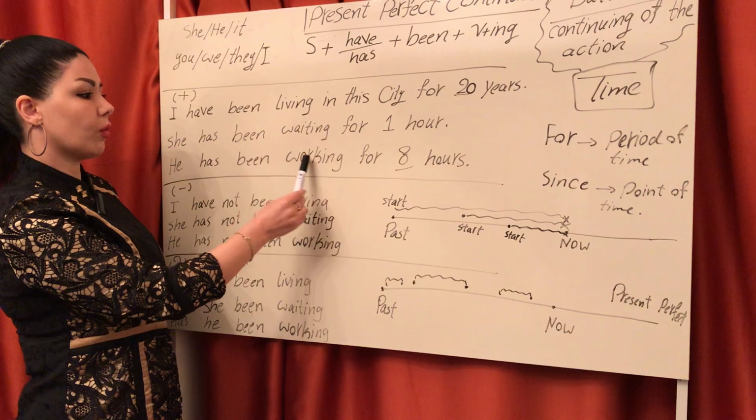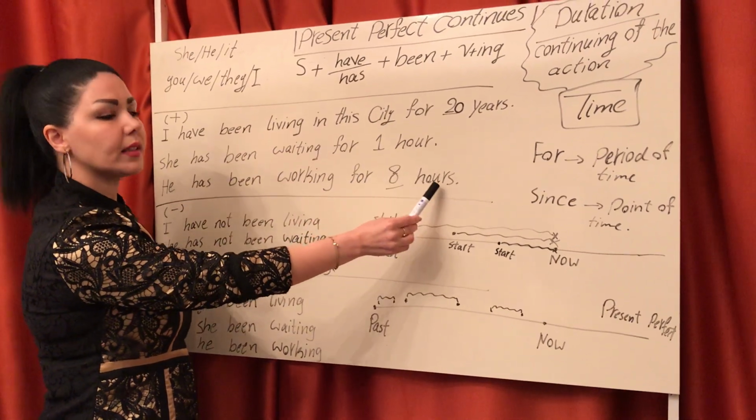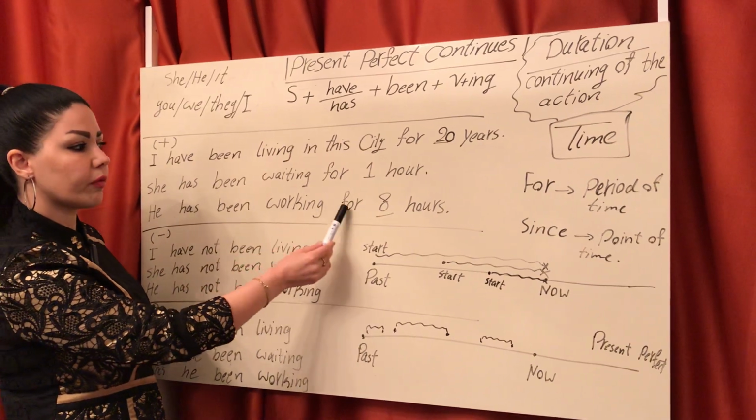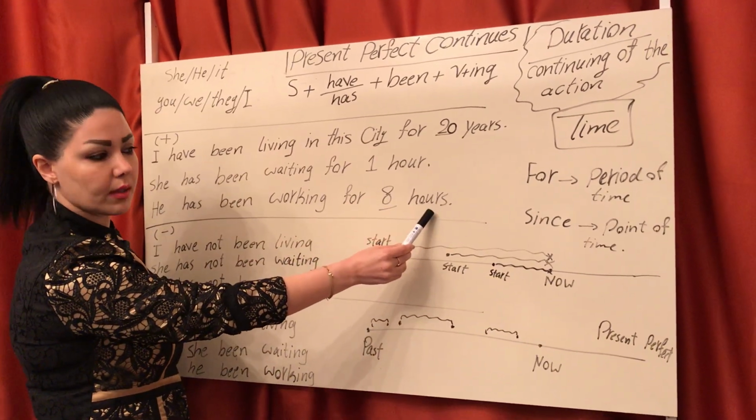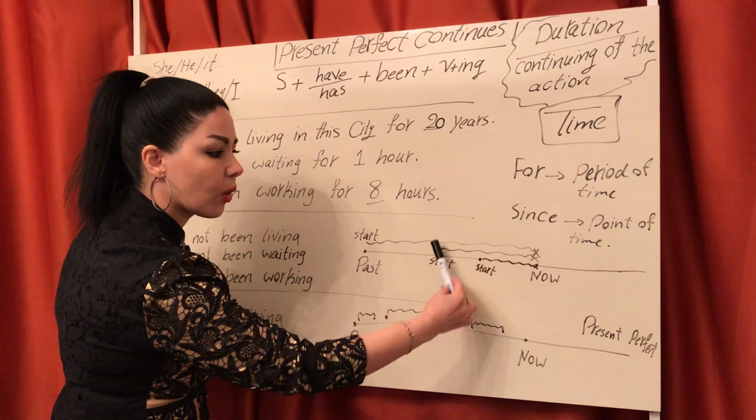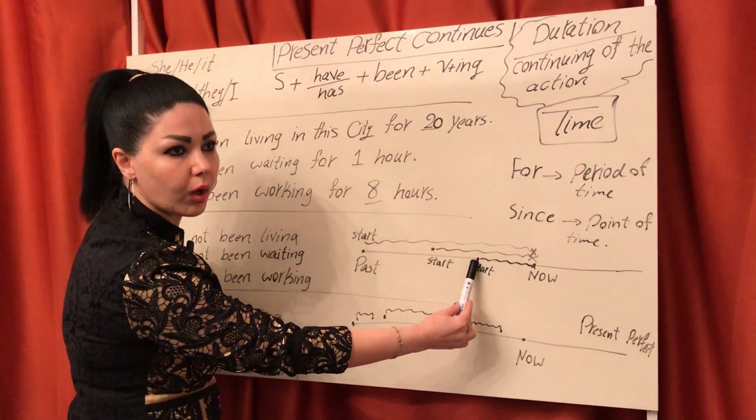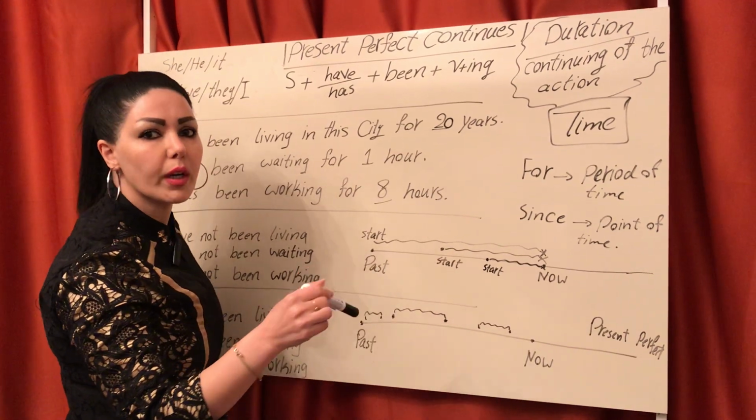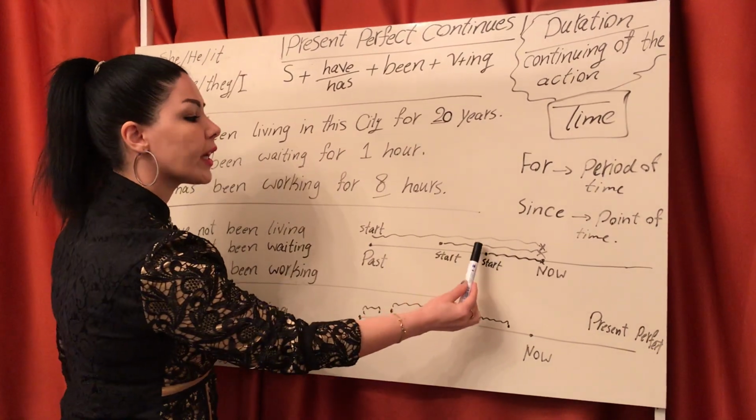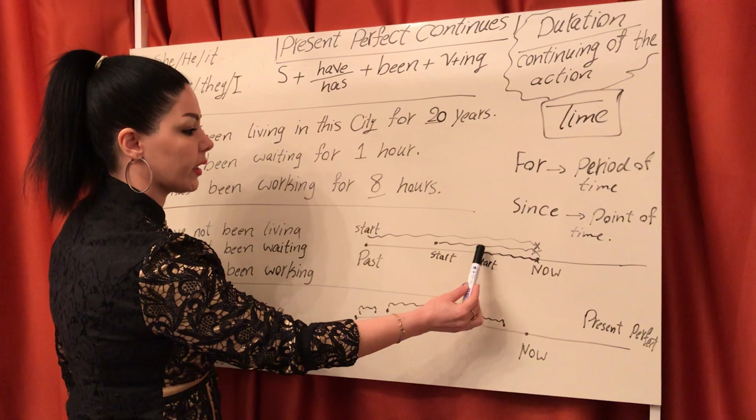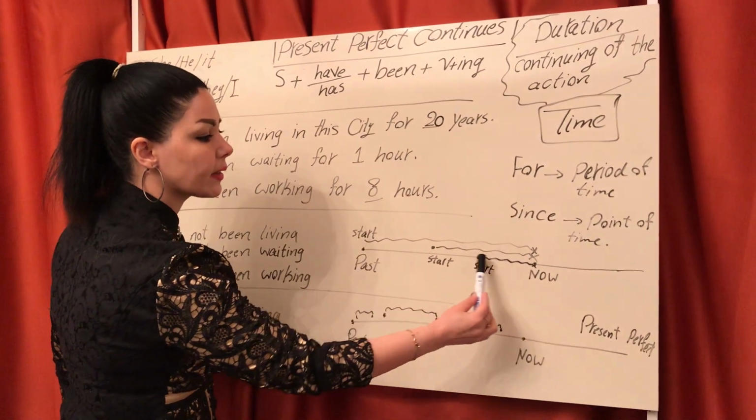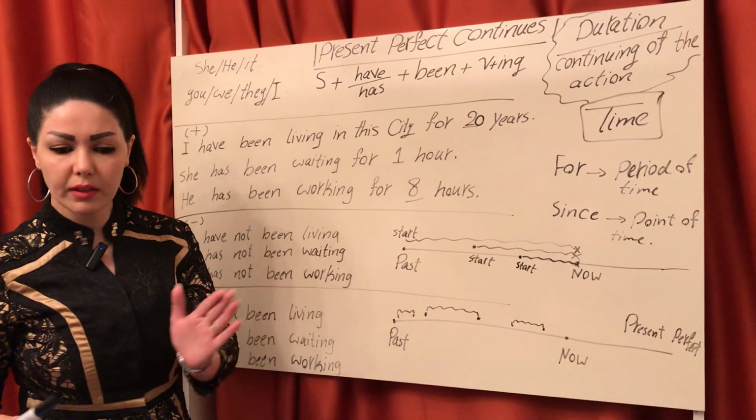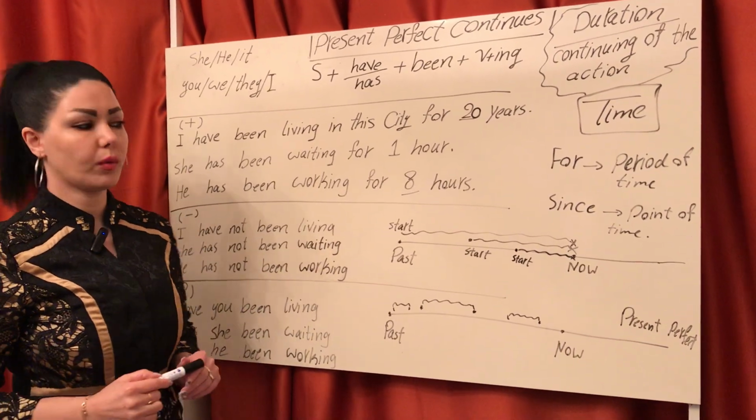He has been working for 8 hours. 8 hours ago started to work until now. Now he's working yet. So he has been working for 8 hours. So started in the past, continuing until now.